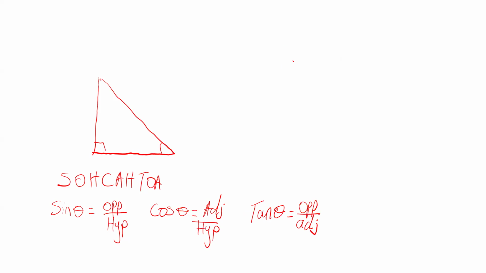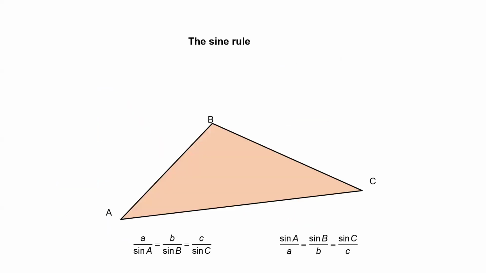So how do you find the sides and angles of a non-right angled triangle? To do this, we apply the sine rule or cosine rule. For today's lesson, we'll be exploring the sine rule. This is a non-right angled triangle, and the formula for the sine rule is this: a over sine A equals b over sine B equals c over sine C.